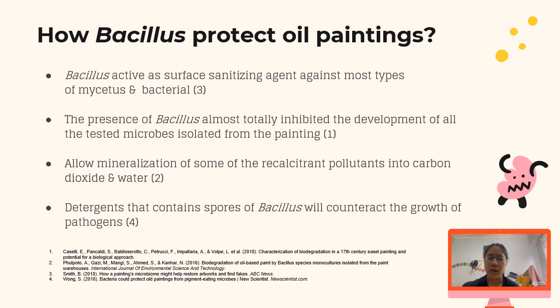Thank you, Noha. And now I'm going to tell how Bacillus protect oil paintings. Bacillus act as surface sanitizing agent against most types of mycetes and bacteria. The presence of Bacillus almost totally inhibited the development of all the tested microbiomes isolated from the oil paintings. They also allowed mineralizations of some of the recalcitrant pollutants into carbon dioxide and water. Detergents containing spores of harmless Bacillus bacteria can counteract the growth of pathogens on the oil paintings.